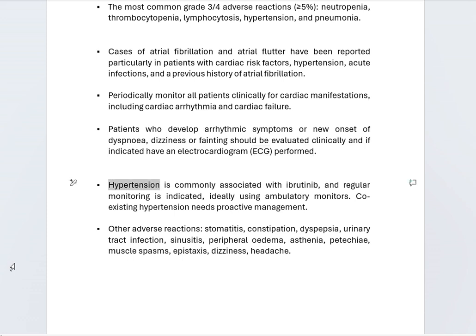Hypertension is commonly associated with ibrutinib, and regular monitoring is indicated, ideally using ambulatory monitors. Coexisting hypertension needs proactive management. Other adverse reactions: stomatitis, constipation, dyspepsia, urinary tract infection, sinusitis, peripheral edema, asthenia, petechiae, muscle spasms, epistaxis, dizziness, headache.